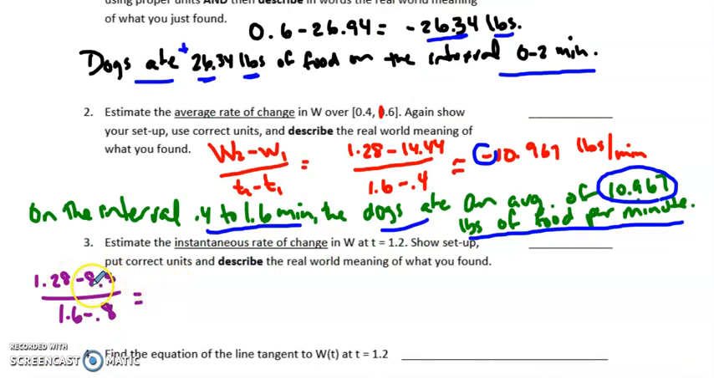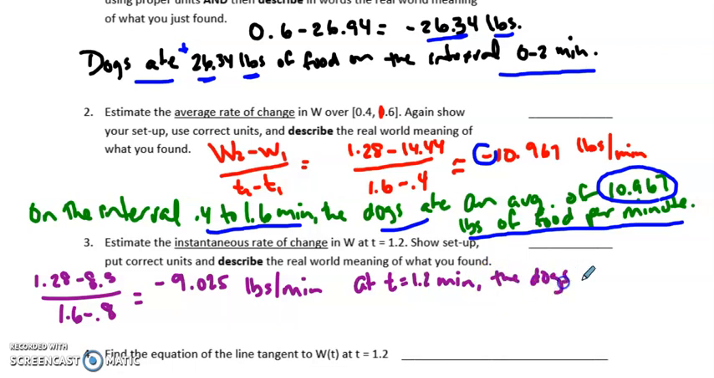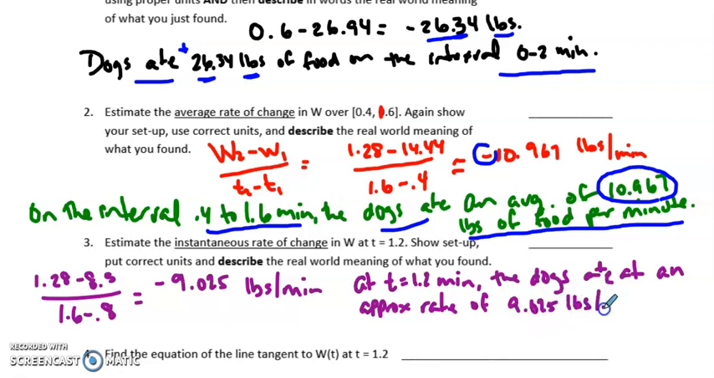When I do this in my calculator, I find that this value is negative 9.025, and my units will once again be pounds per minute. So what is this in the real world? Let's discuss it. It's very similar to what we wrote with the average rate of change, but now we're saying at time equals 1.2 minutes, the dogs ate at an approximate rate of 9.025 pounds per minute.